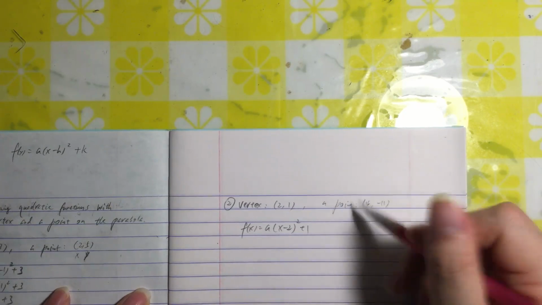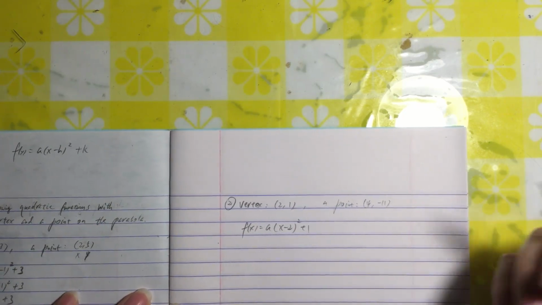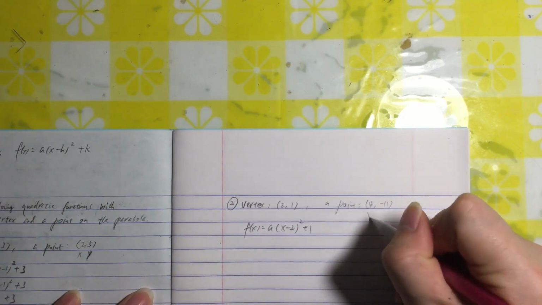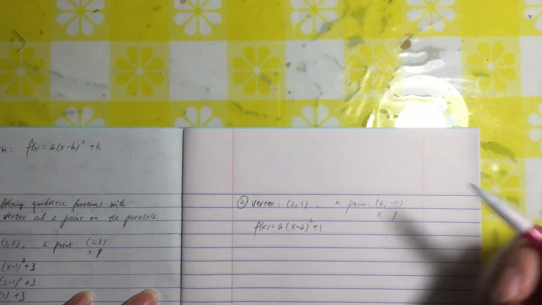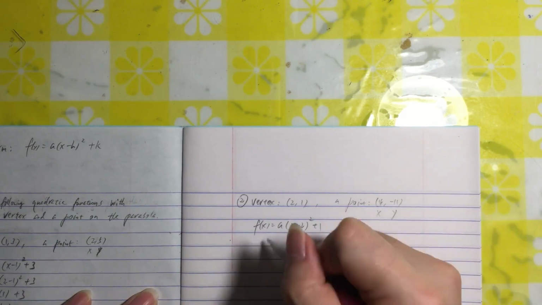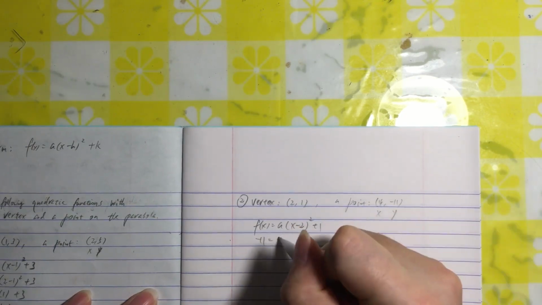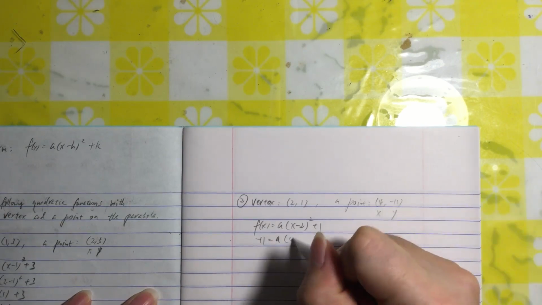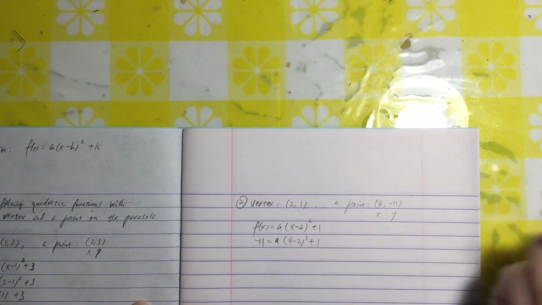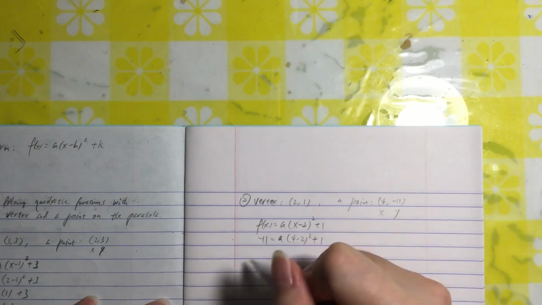Next, use the given point to find a. From the given point, 4 represents x, negative 11 represents y. y is f of x, so I plug in negative 11 for f of x. We are solving for a, so we don't know what a is. x is 4. Then solve the equation for a.